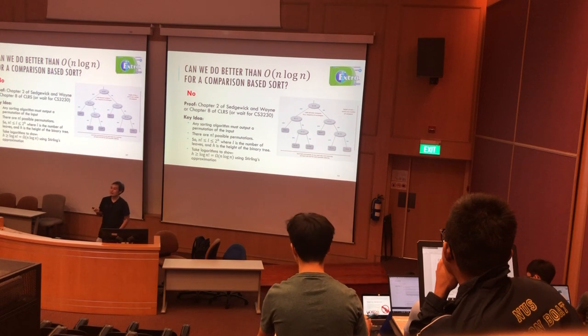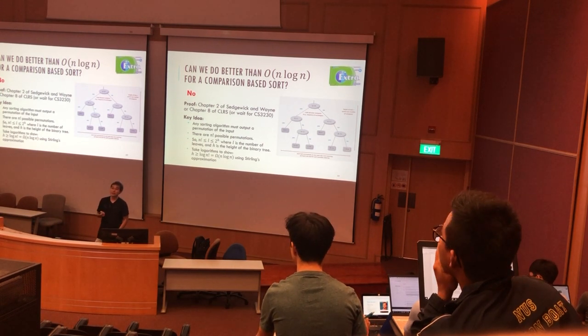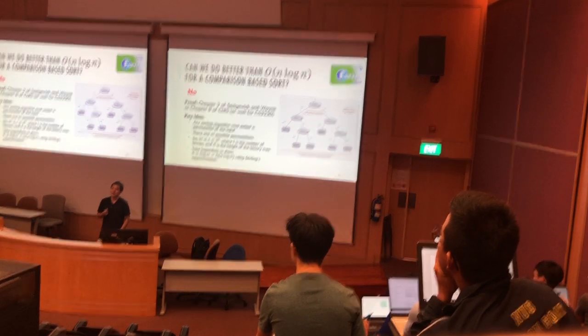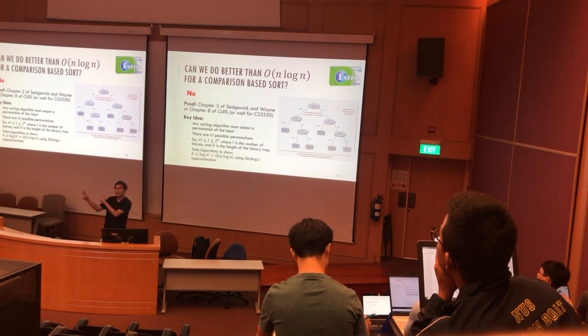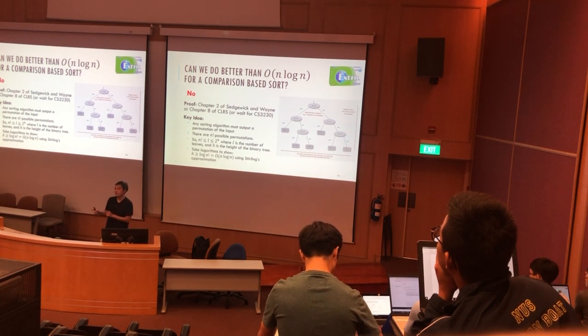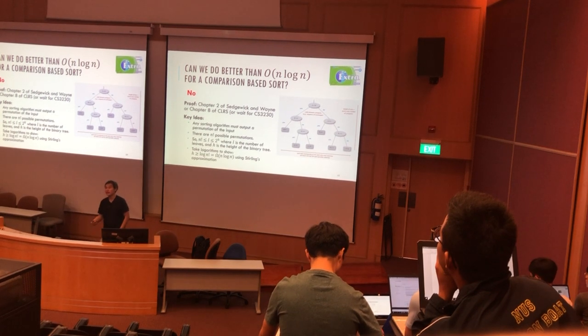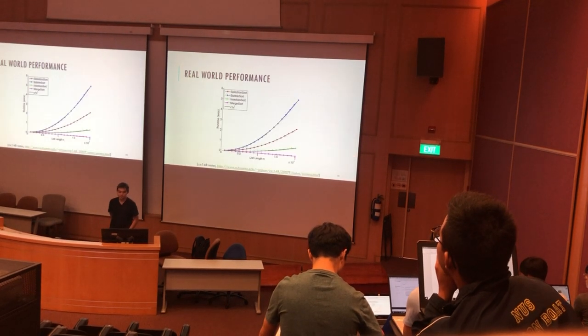Does that mean that linear time sorting algorithms don't exist? Linear time sorting algorithms do exist, but they're not comparison based. They don't rely on comparing two numbers and two numbers only. There are things like radix sort, for example, or counting sort. They are not comparison-based sorts.